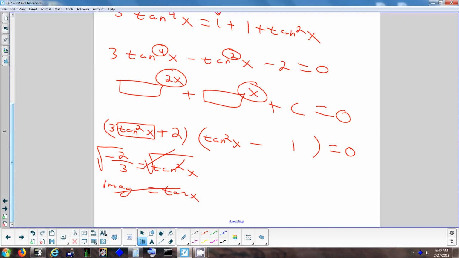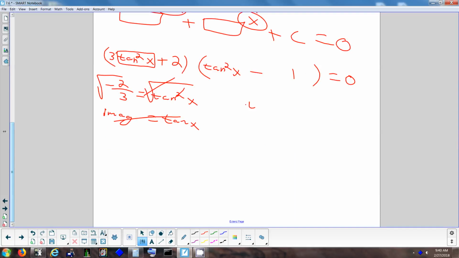So now we're going to look at the other part. If I set that equal to 0 and get tangent squared by itself, Trevor, what would tangent squared equal? Well, what number would be on the other side? Oh, 1. Yep. So we get tangent squared equals 1. Now we can take the square root of both sides.